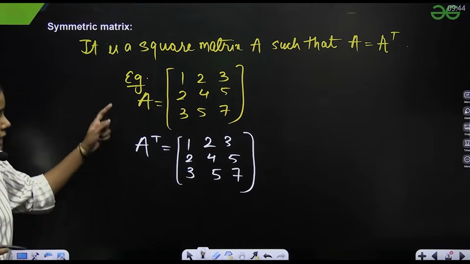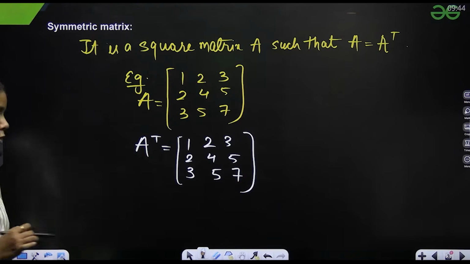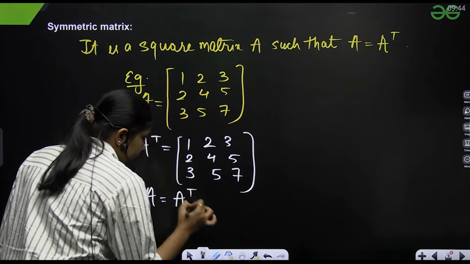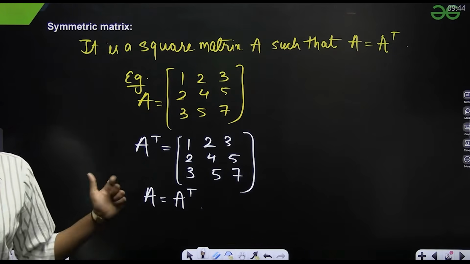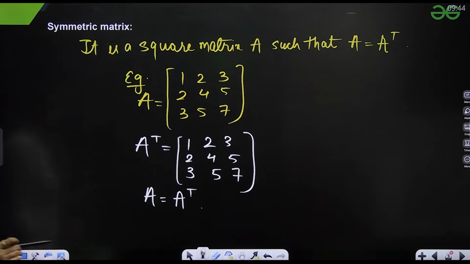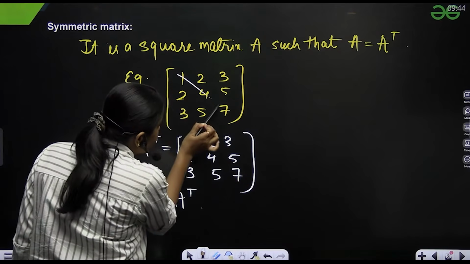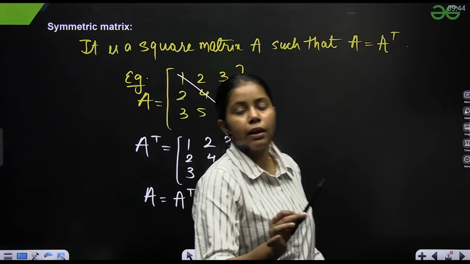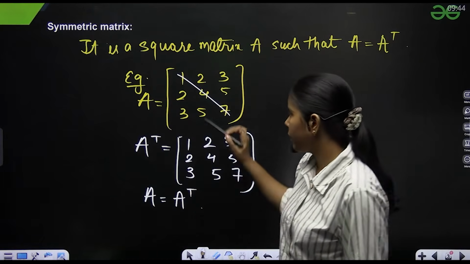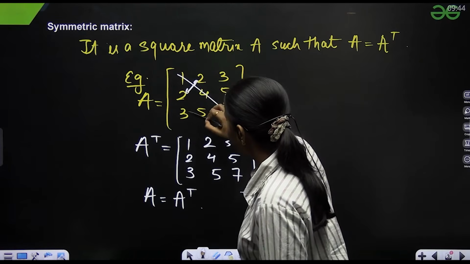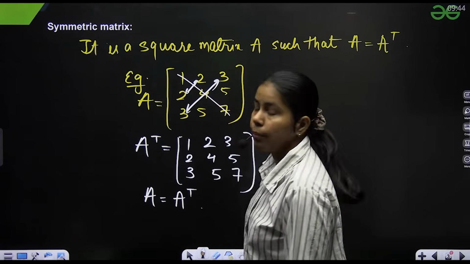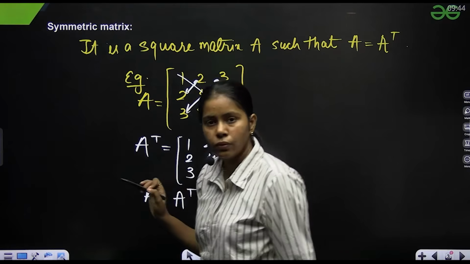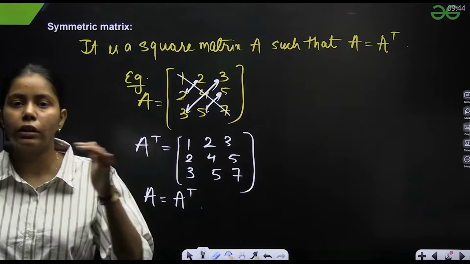So you can see that here A is equal to A transpose. So I'll say that A is my symmetric matrix. And one thing you can notice here is that the elements above the diagonal and below the diagonal are correspondingly equal. This 2 is equal to this 2, and this 3 is equal to this 3, and this 5 is equal to 5. There is no condition on the diagonal entries.